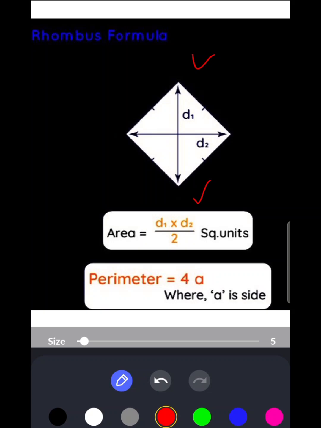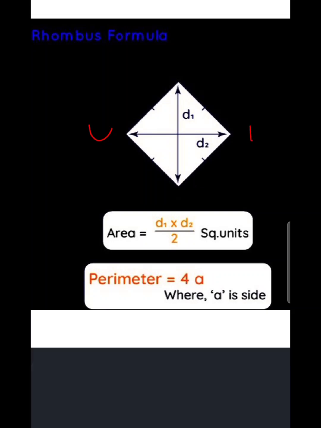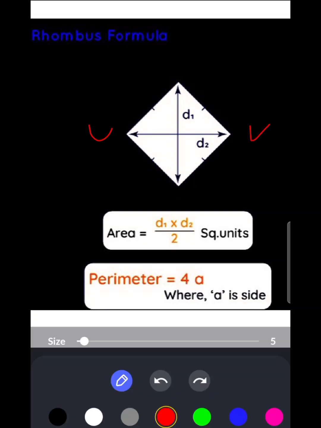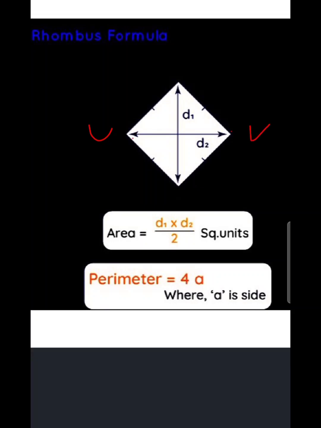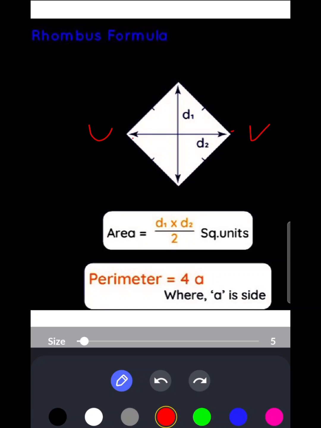So when you will join these two opposite vertices, you will get D1, and one more pair of opposite vertices we have. So by joining these two vertices, you are going to get D2. So what is going to be the area of the rhombus? It will be D1 into D2 divided by 2 unit square.